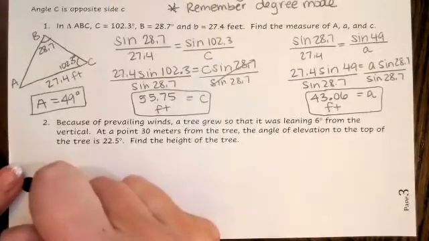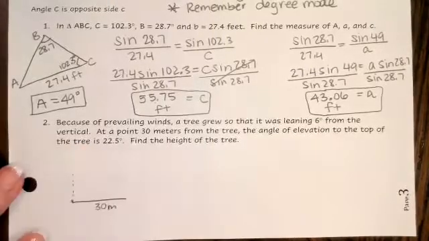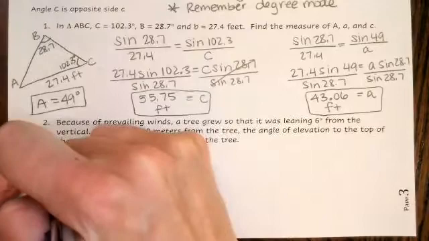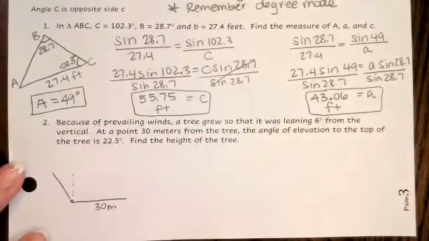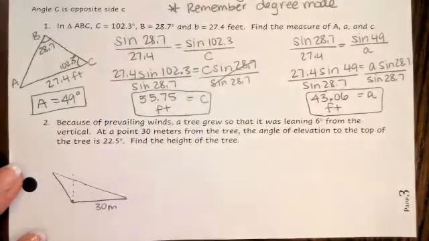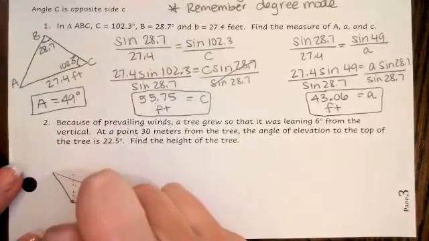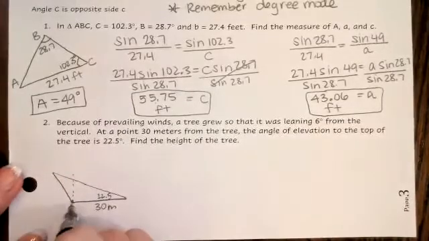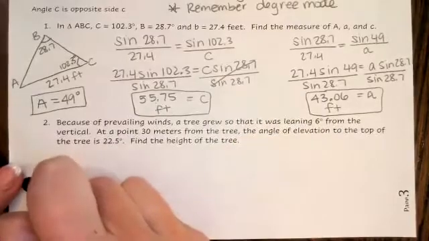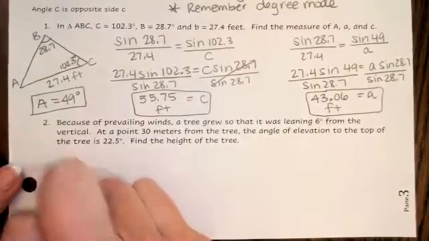Now it says from the vertical, so if we think about this is the vertical here, it grew leaning 6 degrees from that top. So I would go 6 degrees this way for our tree. And then this angle of elevation is the lesser part. So draw that diagram so you can see what's going on. So here it says the angle of elevation is 22.5. So I know this angle right here. For this one, a vertical would be 90 degrees, but it went 6 more degrees because it was leaning 6 degrees. So this angle is going to be 96 degrees.